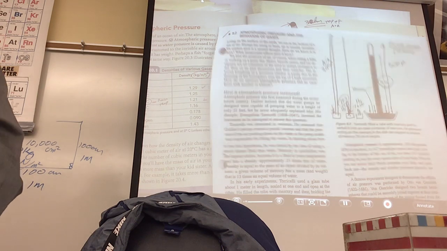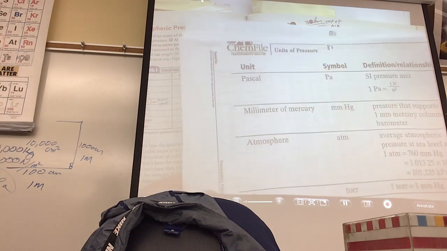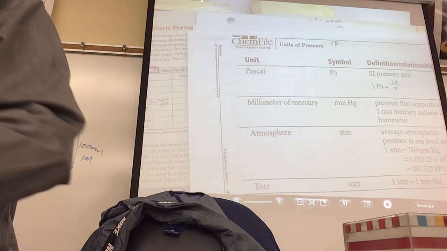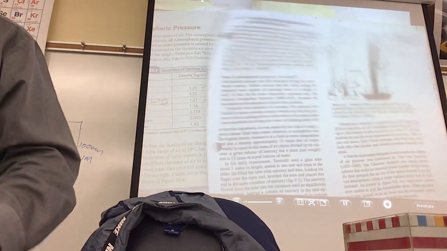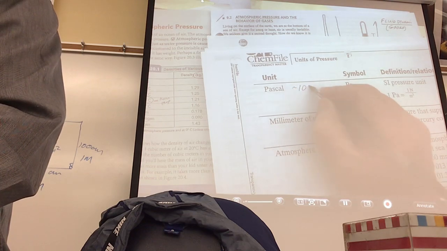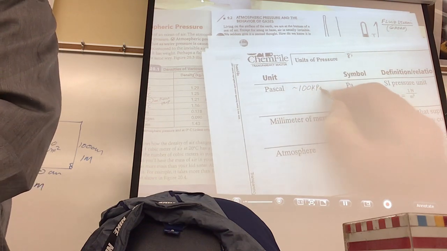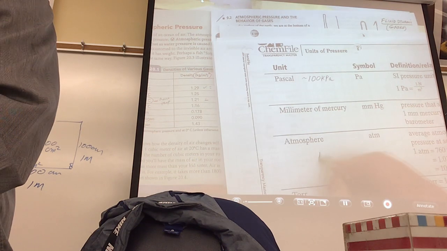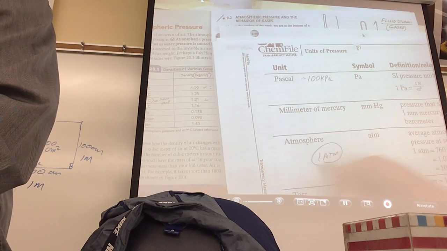Now, I have another thing I want to talk about here. So pressure, whoops, that's the wrong one. Okay, so we had atmospheric pressure, about 100 kilopascals is normal atmospheric pressure. 1 atmosphere is normal atmospheric pressure.